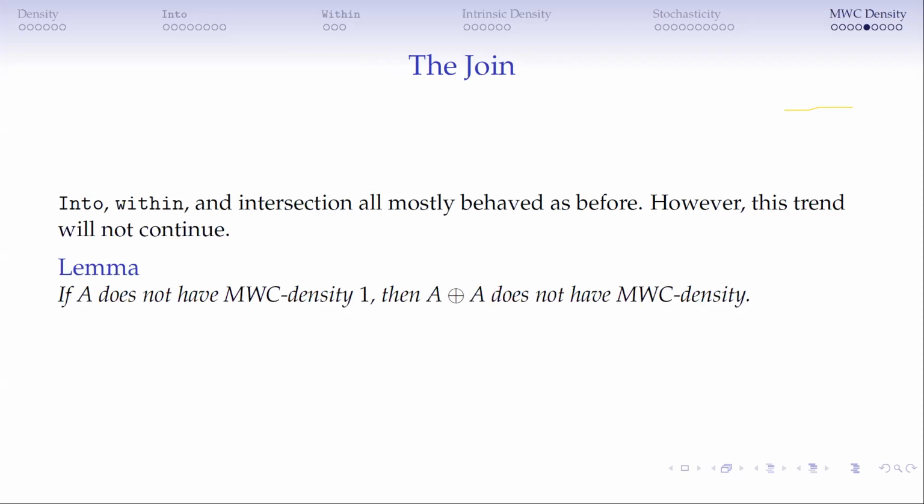If A doesn't have MWC density 1, then A join A doesn't have MWC density, because whenever you see something in the even, you select the next bit and you know it's going to be there because you have something join itself. So MWC density just completely fails for the join.